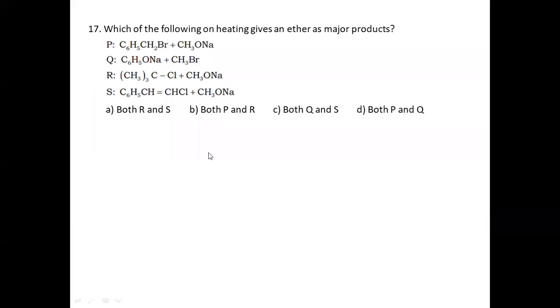Then 17, which of the following on heating gives an ether as major product? Okay, here C6H5CH2Br plus CH3ONa, C6H5ONa plus CH3Br, (CH3)3CCl plus CH3ONa, C6H5CH=CHCl plus CH3ONa. Okay, I think you are familiar with the named reaction, Williamson's ether synthesis.